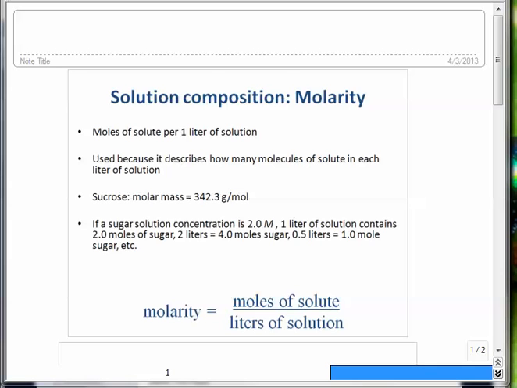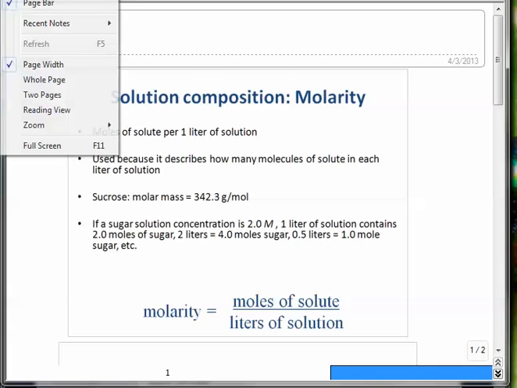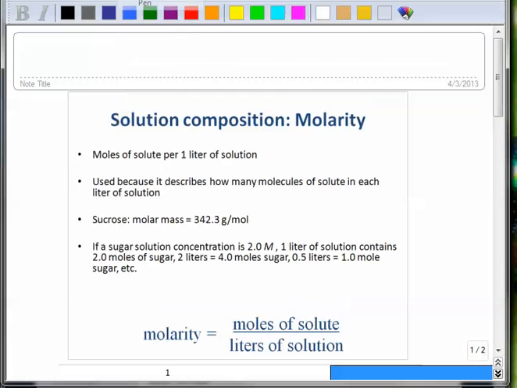The most common unit for describing the composition of solutions, that is, describing how much of a particular solute is present in a given solution, is molarity. Molarity is simply defined as the number of moles of a solute for every 1 liter of solution.